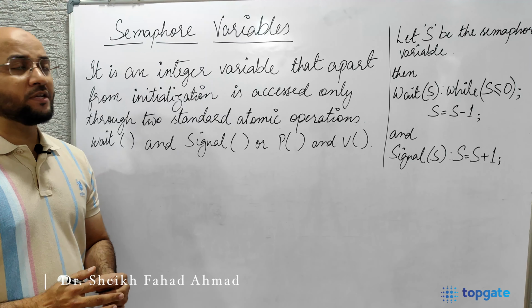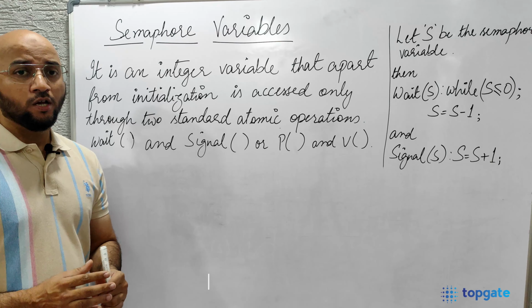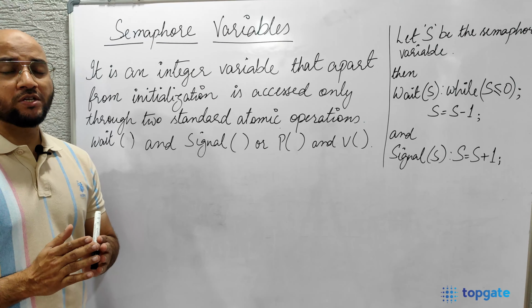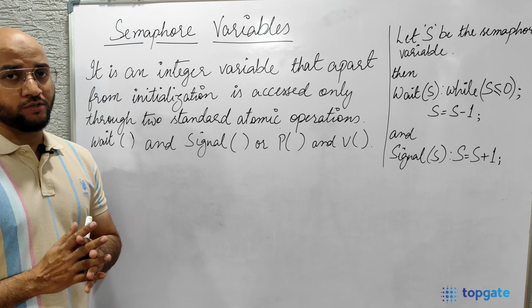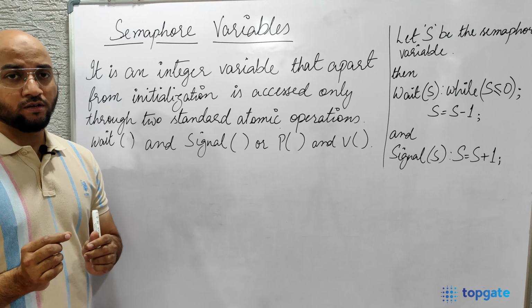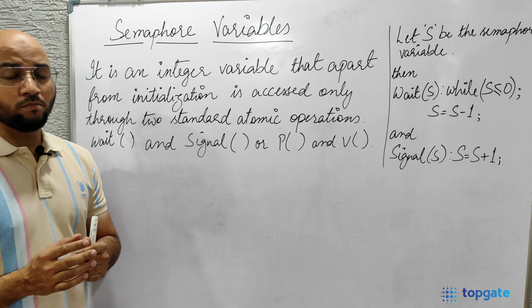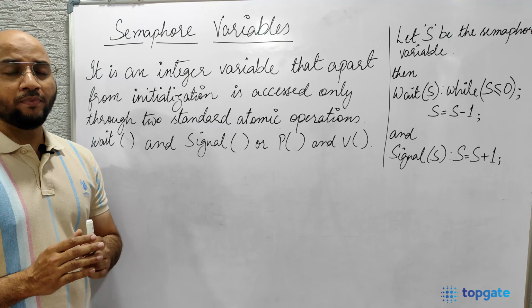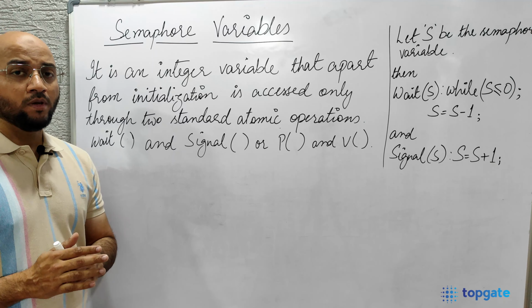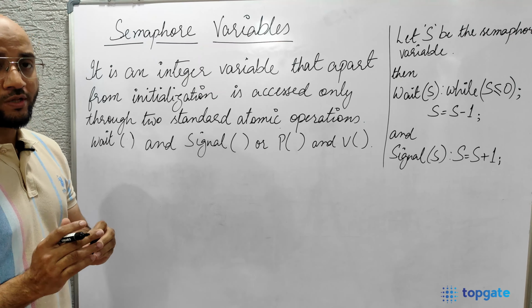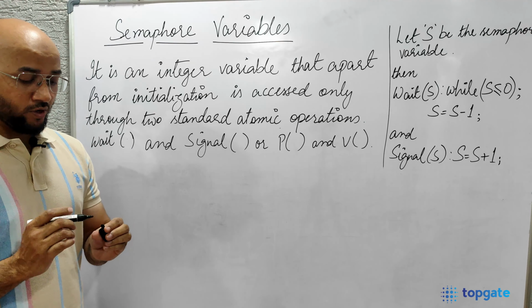In this video, I will discuss the semaphore variables. If you go back to a few of my previous lectures, the major topic that we were discussing was process synchronization. In process synchronization, we have seen what is a critical section, what is the critical section problem, and also the solution to the critical section problem. We know that in order to solve the critical section problem, it should satisfy three requirements: mutual exclusion, progress, and bounded waiting.